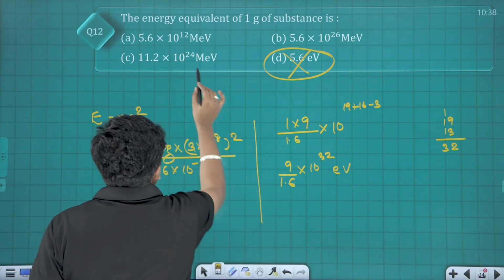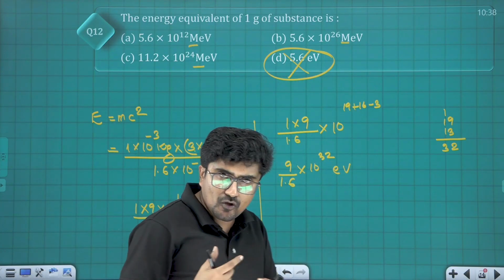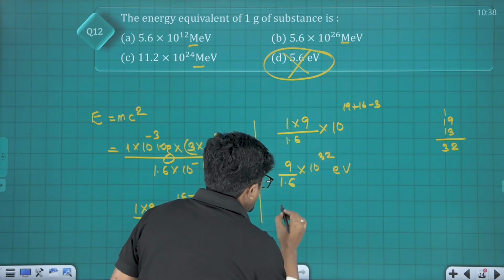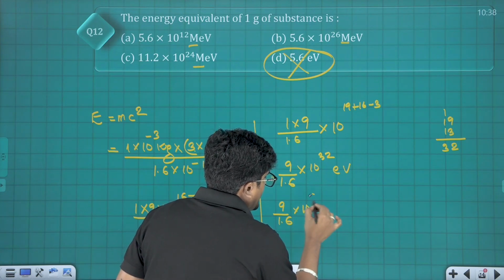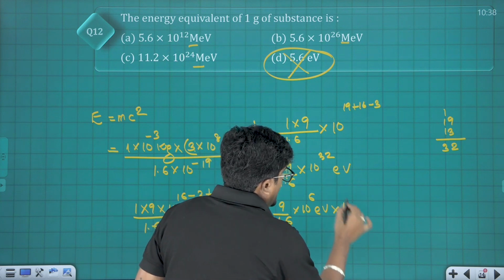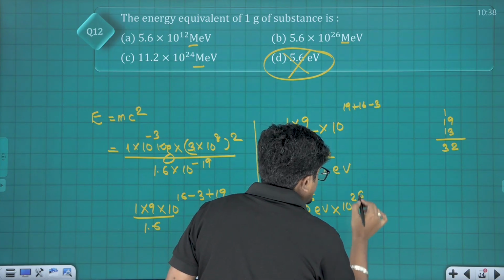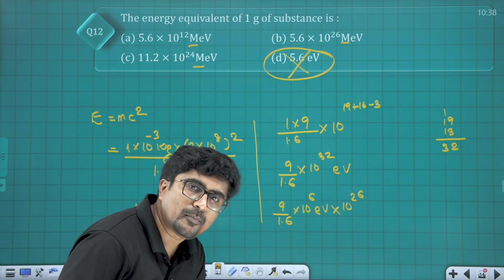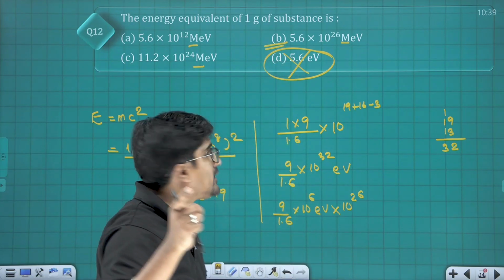That means the answer is going to be in terms of mega electron volt. Mega means 10 to the power 6. That means I need to take out 6 from here. So it's going to be 9 upon 1.6 into 10 to power 6 electron volt into, if I take 10 to power 6 from here, I'm left with 10 to power 26 now. That means here the final answer is going to be in order of 10 to power 26. That is the only option, option B here. I hope you got it right.